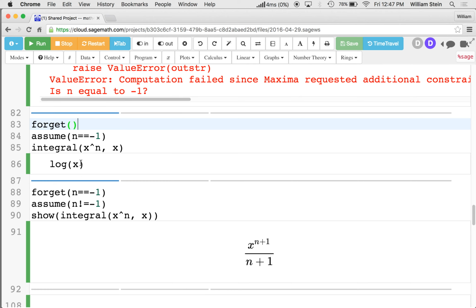Or we could forget that n is minus 1, and now assume that n is not minus 1. And get the integral, and we get this. Okay? So this is one possible issue that could come up if you were trying to do symbolic integrals with Sage. In the competitor's computer algebra system, it might give back some sort of complicated thing that says it's this integral if n is equal to minus 1, and it's that integral if it's not minus 1. But with Sage, it just gives an error, and then you have to say which of those choices you want to take. Okay, so that's it.